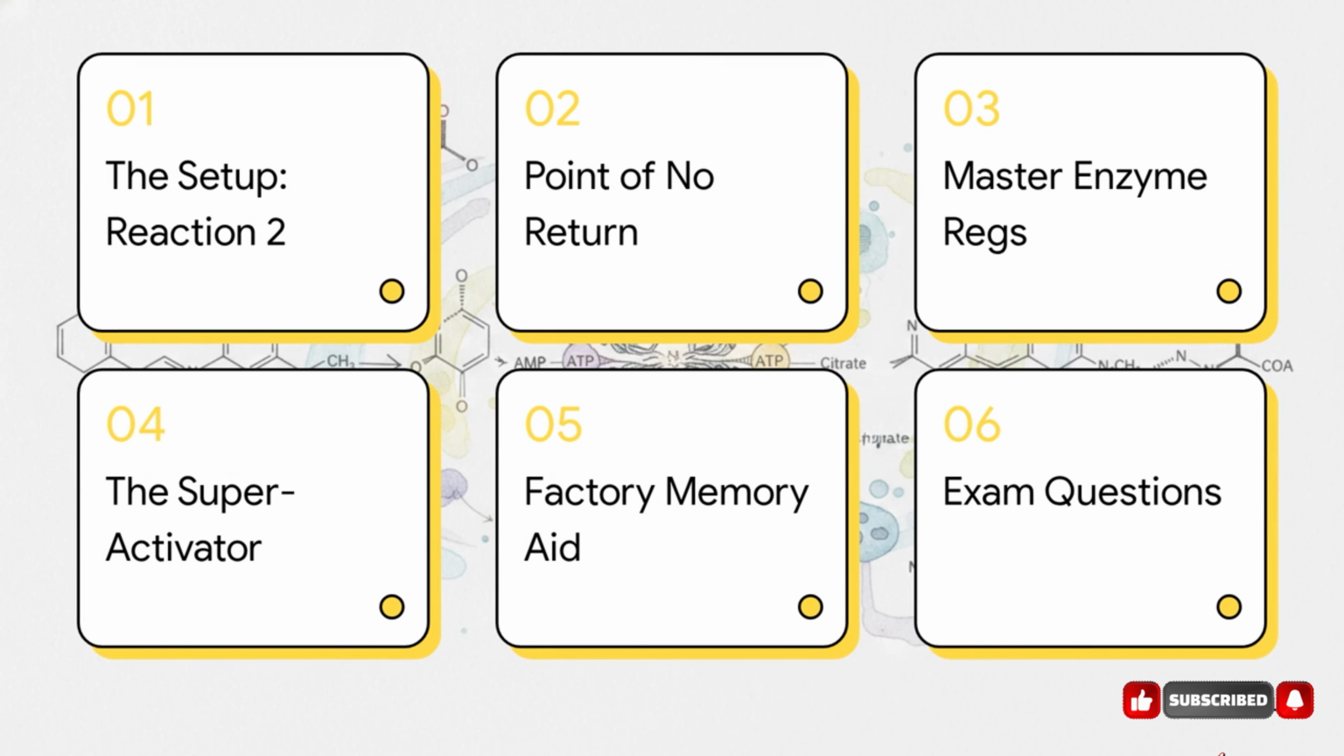Okay, let's dive into this. Here is our roadmap for today. We'll start with the setup step, Reaction 2. Then, we cross the point of no return. After that, we'll talk about regulating the master enzyme, introduce hormones, and a massive super-activator, give you a really sticky factory memory aid, and wrap up by acing some exam questions.